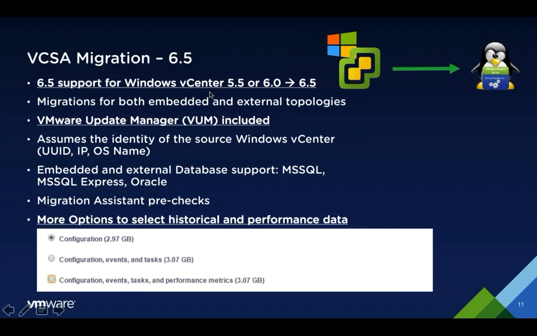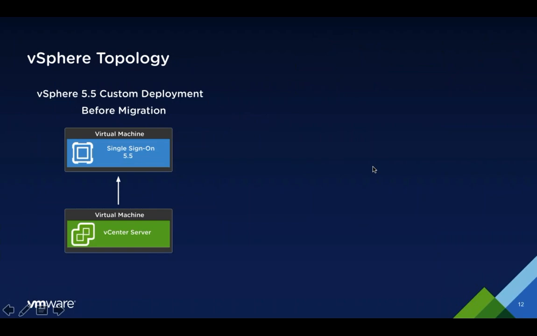And underlined are the key differentiators between using U2M or using 6.5, which are pretty significant. So one thing I just want to touch base on again, because we get this question a lot, is the topology. Here we have an external deployment that has a Single Sign-On 5.5 running on its own virtual machine, and then we have a vCenter server running on its own virtual machine. So this is a custom deployment. This is what we have before we migrate.